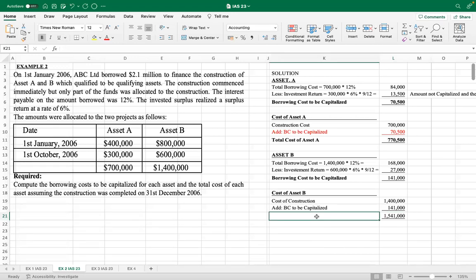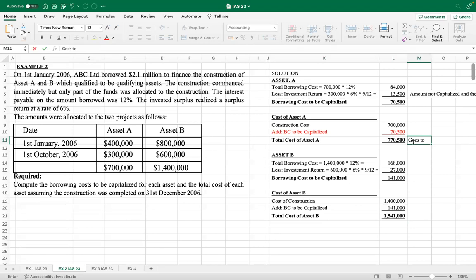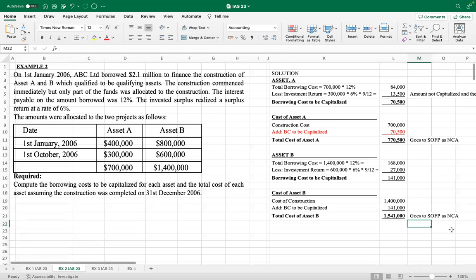1,541,000. So what will this be? Total cost of asset B. Now, this total cost of asset B, of course, is what you will take to the balance sheet. So remember, this goes to the statement of financial position as non-current asset. And the same here. Goes to the statement of financial position as non-current asset.